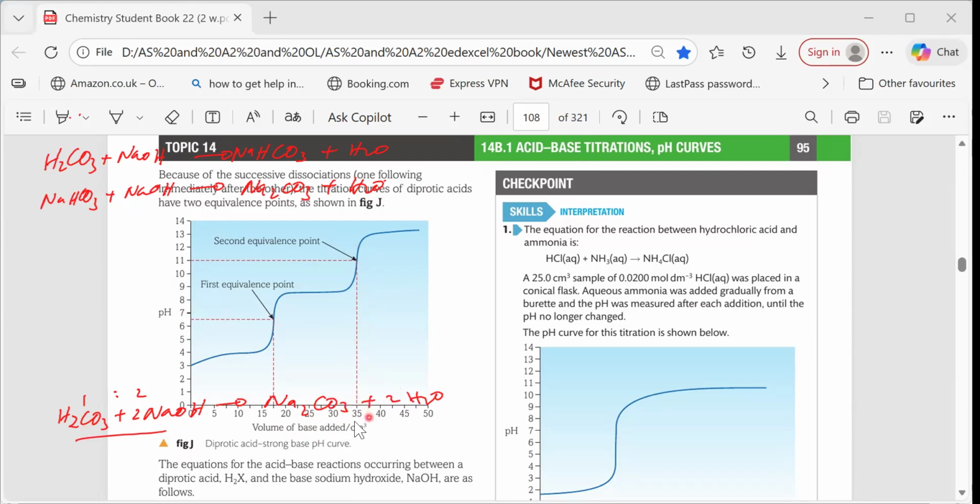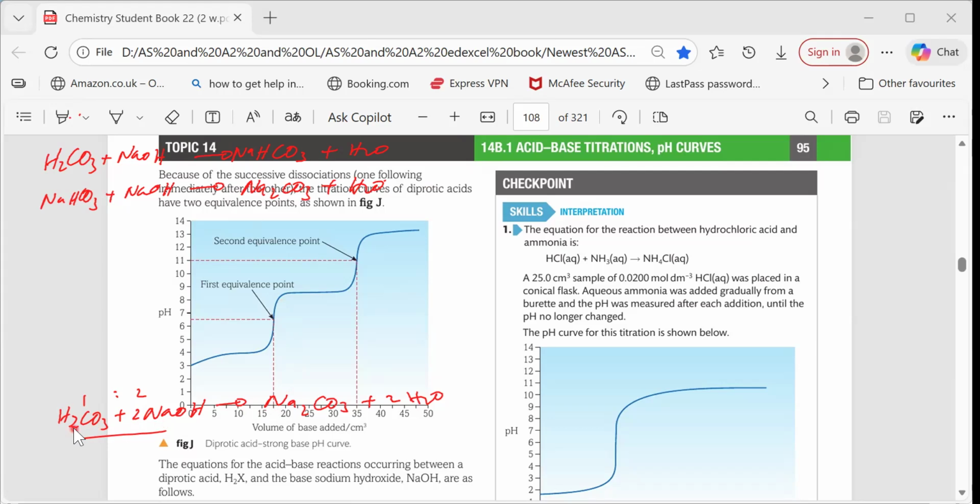If you are going to use the volume at 35, this means that all the reaction is finished. So the volume of sodium hydroxide completely neutralizes the carbonic acid. So this is the volume where all the carbonic acid is neutralized. But if you are going to use the first half equivalence point, then you will get half the equation only, which is the first one. It means that this volume, you must multiply it by 2 in order to find out the volume of sodium hydroxide that completely reacted with the carbonic acid.